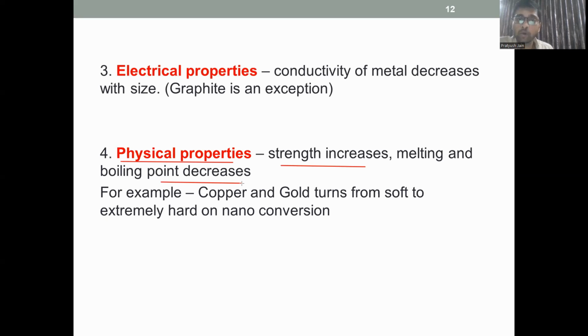For example, copper and gold, they turn from soft to extremely hard on nano conversion. Compared to their macro materials of copper and gold, their nano materials are extremely hard. That is because their strength increases on nano transformation.